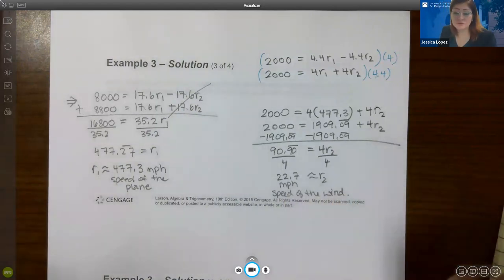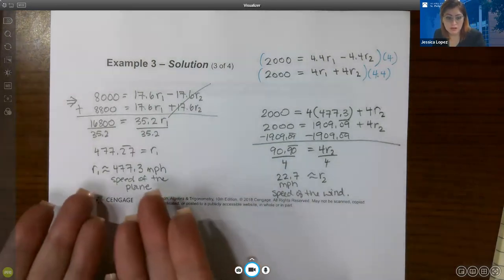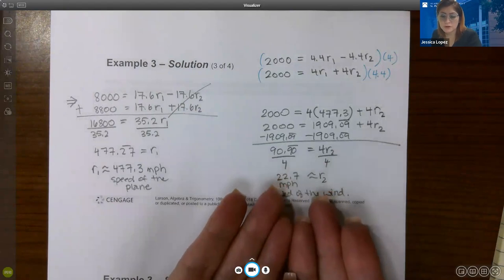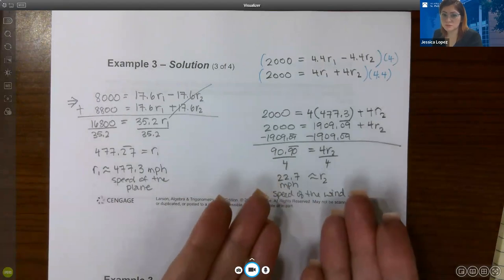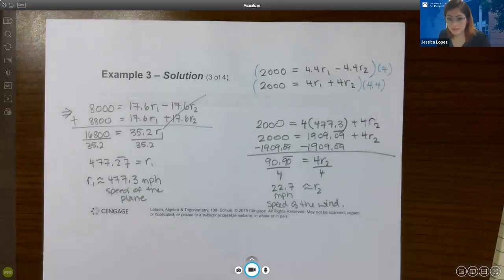And if you do get confused between your variables, you can use your common sense, right? If you have between the options 477 miles per hour versus 22 miles per hour, the plane is going to be the 400 something and the wind is going to be the 22, right? So just keep that in mind if you did not label what each letter represented at the beginning. You can use some sense there to decipher between the two, okay? But that is it for this example.